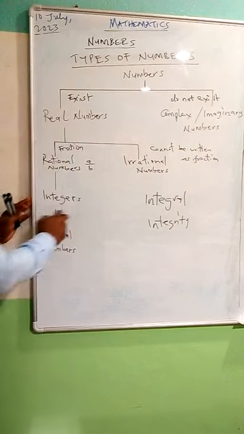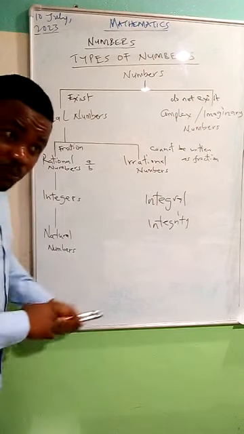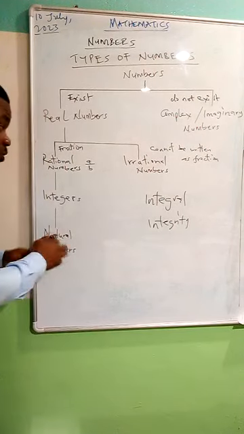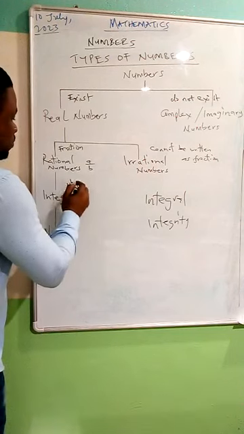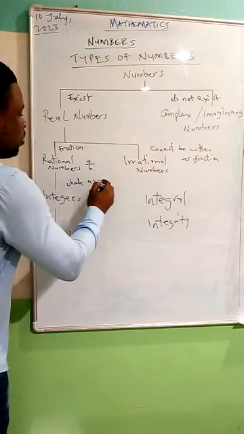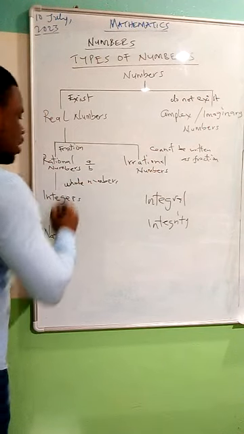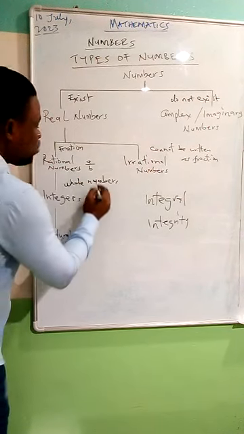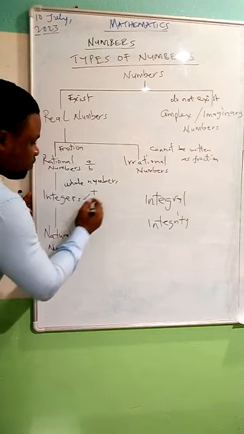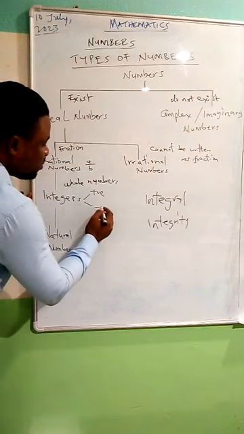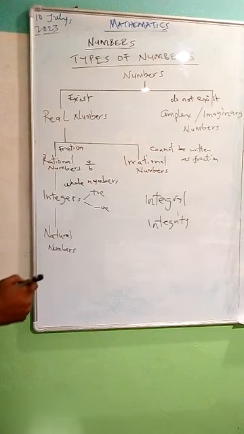So integers are simply whole numbers. Can you say whole numbers? Integers mean whole numbers, right? So integers are whole numbers. And then you should know that whole numbers can be positive, and they can also be negative, including zero. Is that okay?